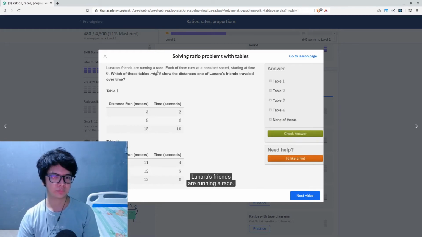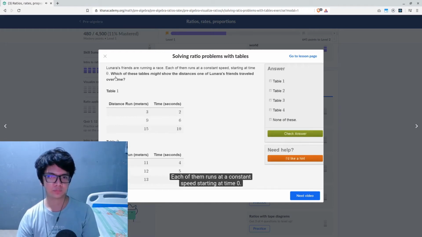Lunara's friends are running a race. Each of them runs at a constant speed, starting at time 0. Which of these tables might show the distances one of Lunara's friends traveled over time? So they're running a race. Each of them runs at a constant speed starting at time 0.